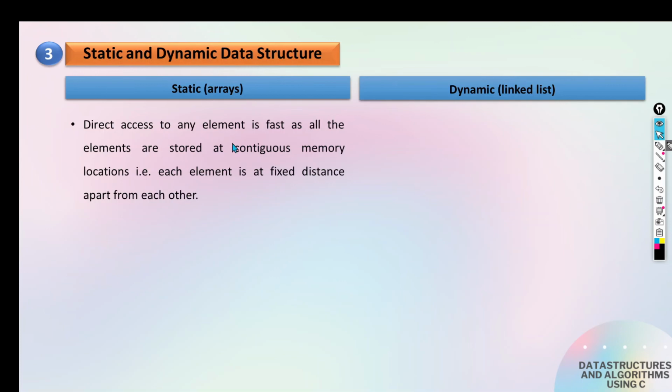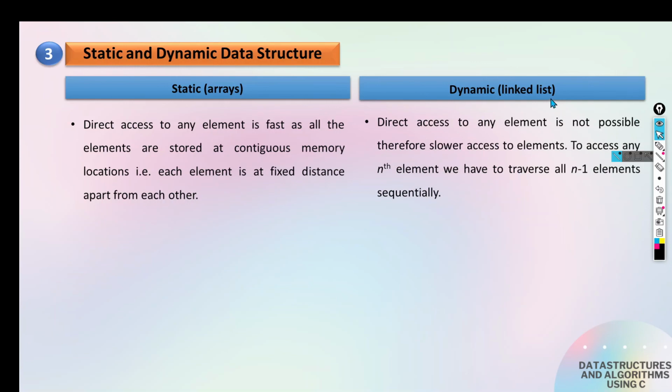So direct access to any element is fast as all the elements are stored at continuous memory locations. That is, each element is at a fixed distance apart from each other. As they are a fixed distance apart, we can directly reach the ith element. I already told how to reach the ith element: take the start address plus i into W, where W is the size of one element. But that is difficult in the case of dynamic.